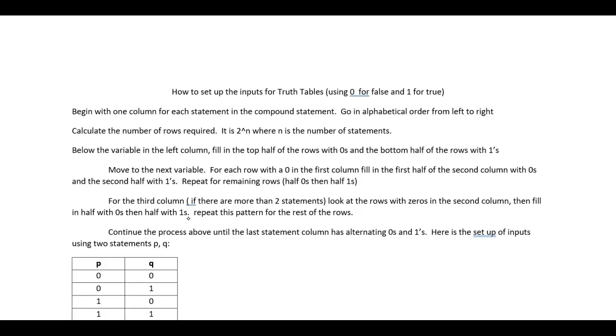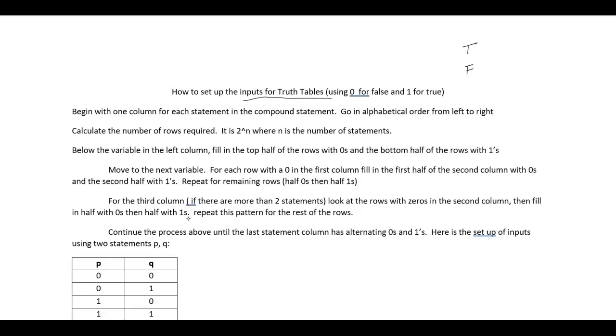We're in the logic unit, and we're talking about how to set up the inputs for a truth table. We're going to use 0 for false and 1 for true. Now, some books use a T for true and an F for false, which kind of makes sense, but this book leans more towards the engineering end of it, where zeros are false and ones are true.